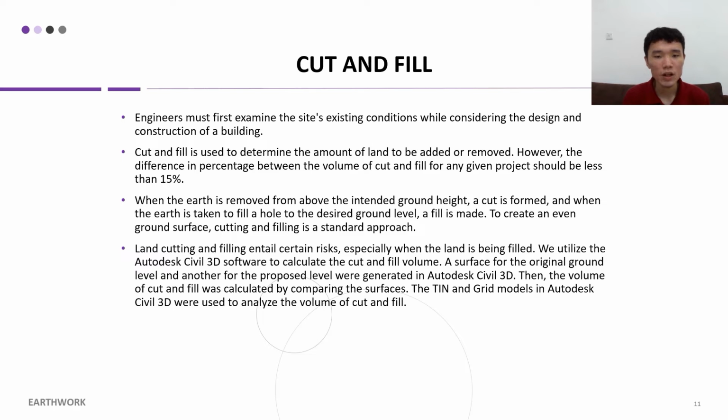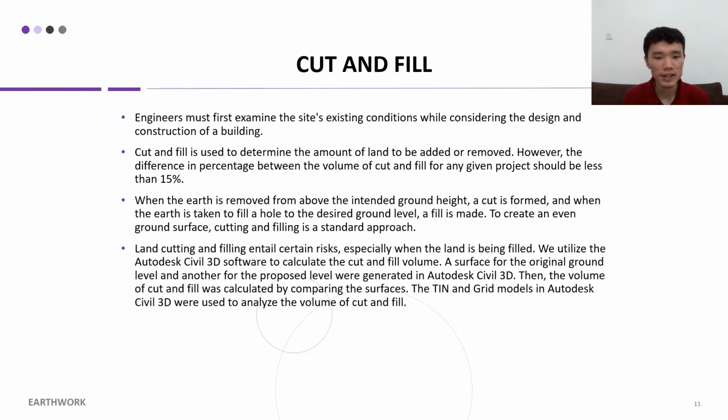When engineers consider the design and construction of a building, they must first examine the existing condition on the site. Cut and fill are used to determine the amount of land to be added or removed. However, the percentage difference between cut and fill for any given project should be less than 15%.